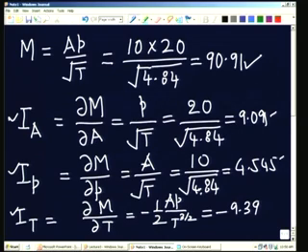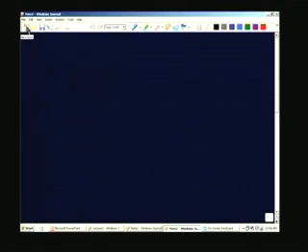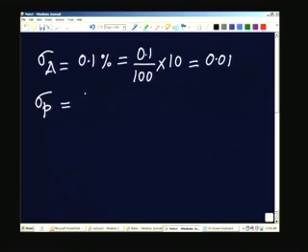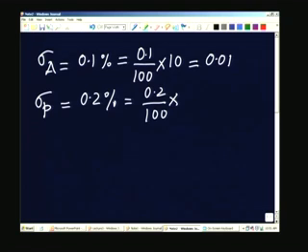and the values of the errors or the standard deviation of the errors of the quantities A, P and T are specified as percentages. Therefore, I will first obtain the actual values. So, if you take sigma A is 0.1%, this will be 0.1 divided by 100 multiplied by 10. This is the actual value. So, this will give you 0.01, and sigma P is 0.2%, and that will give you 0.2 divided by 100 into the value of the parameter P, which is 20.